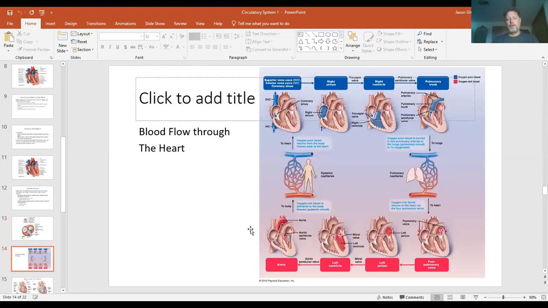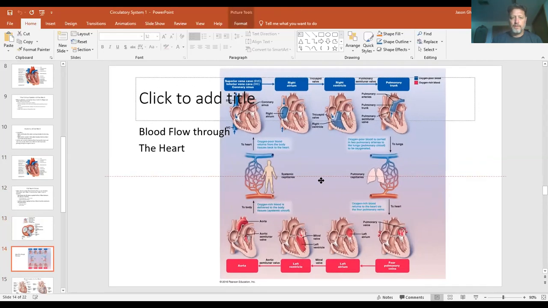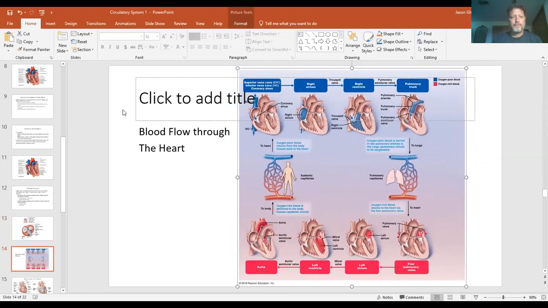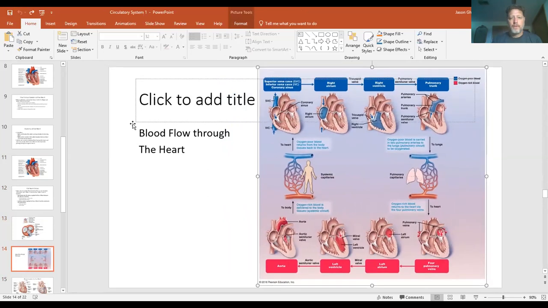So yeah, very familiar with the circulation. Let's see if I can make this a little bigger. I doubt it. Move that over some. I don't want to. All right.